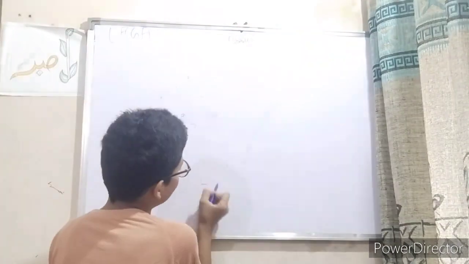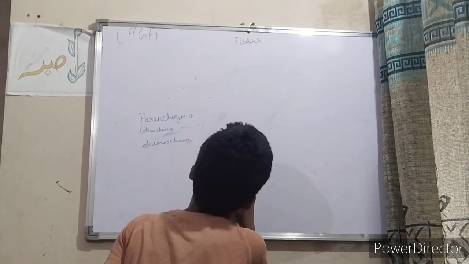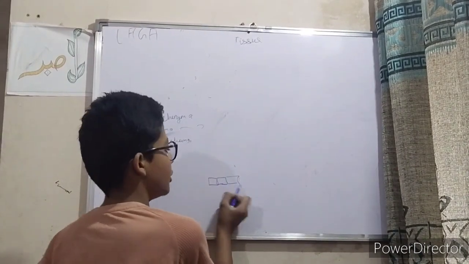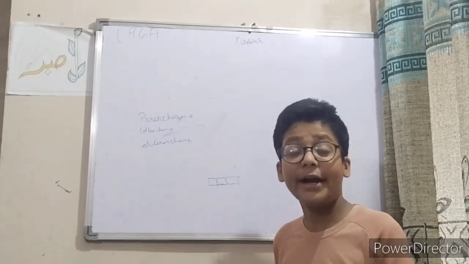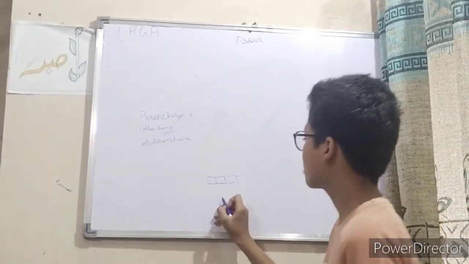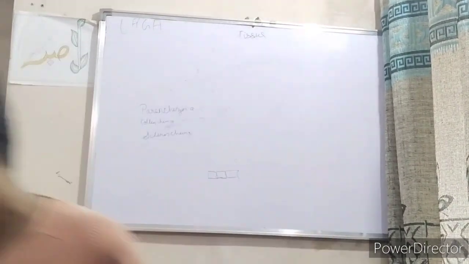Let us suppose this is collenchyma. This is one tissue. These are collenchyma tissue. There is no space between them, but a type of carbohydrate, pectin, is deposited between them, so they cannot move here and there.